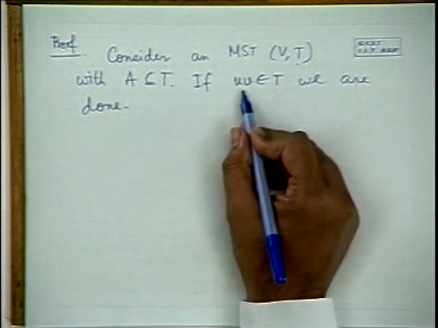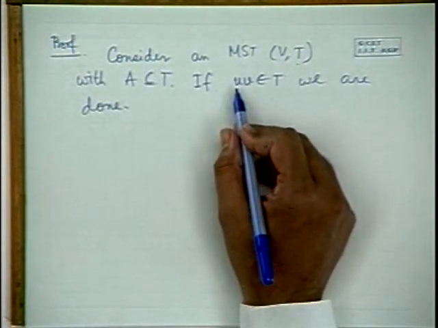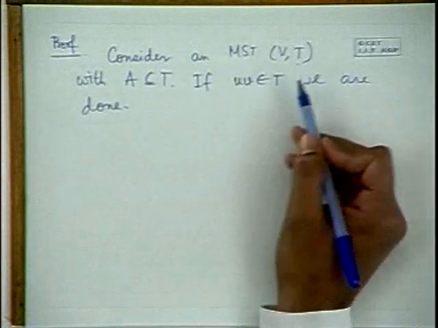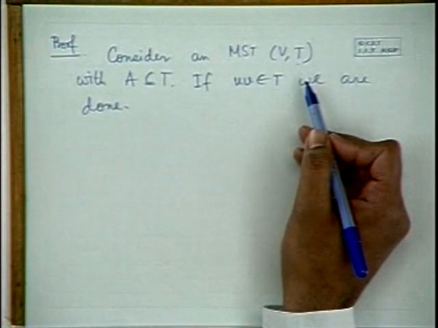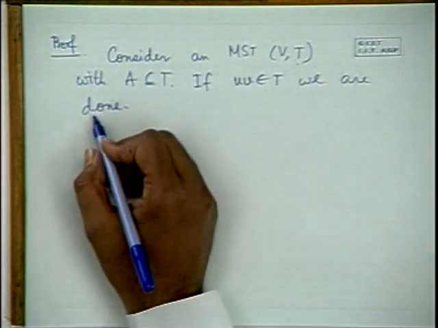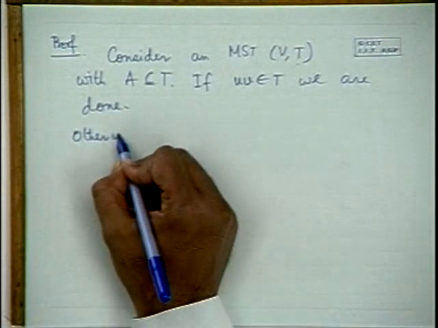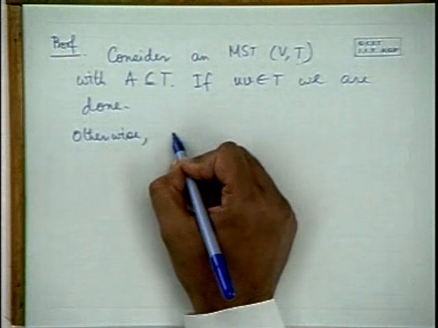The edge UV which we have chosen is the edge which has the minimum weight among all those which are crossing the cut. If that belongs to this MST, we are done. We have nothing to prove. Then you can take A union UV which also belongs to an MST. So suppose it is not the case. Otherwise we are trying to prove by contradiction.